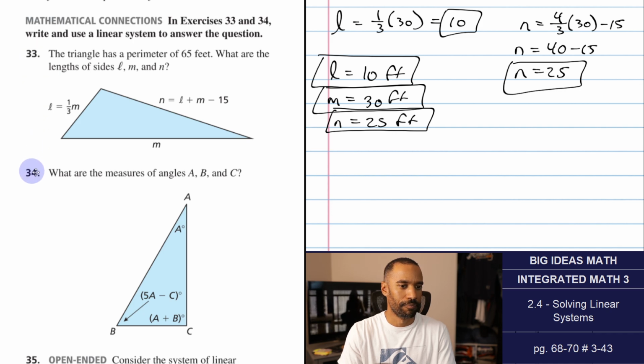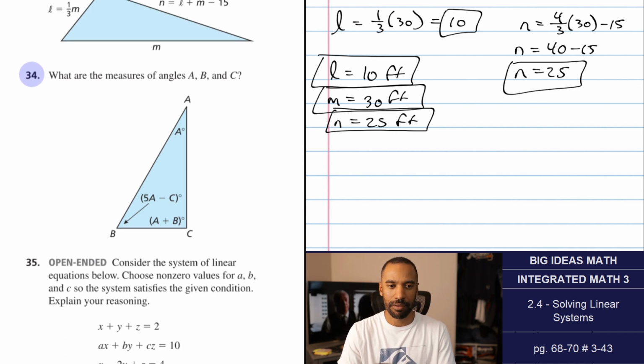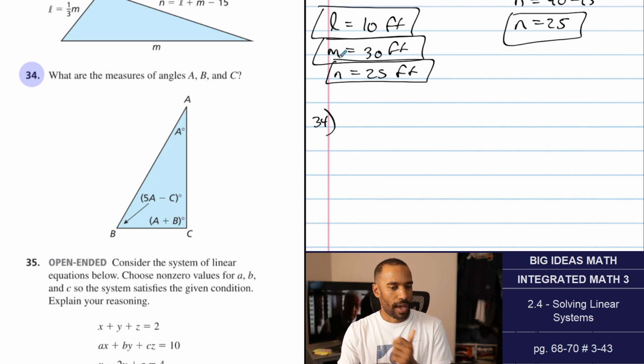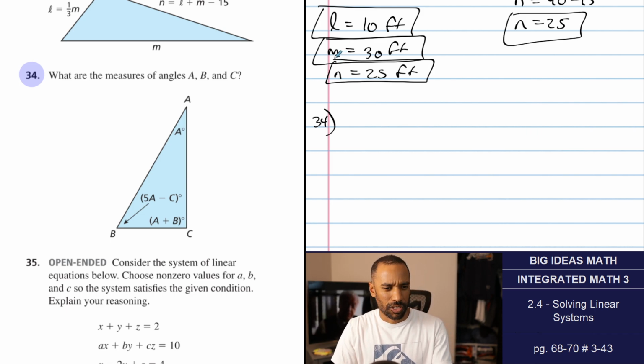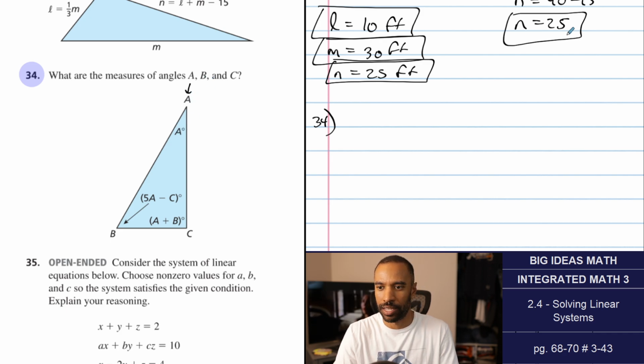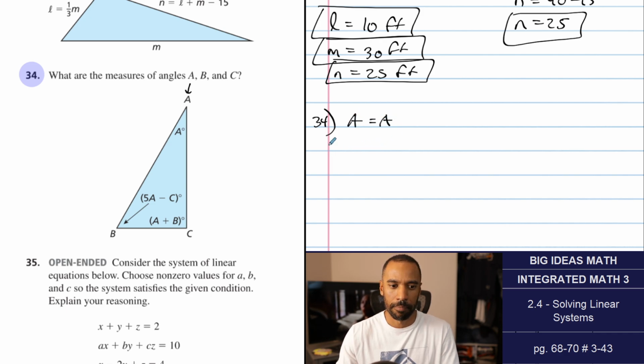Okay, number 34. What are the measures of angles A, B, and C? You have, I don't know if that's a right triangle. It doesn't show. Oh, I guess they want this. Like A is this guy right here, and measure of angle A is A degrees. I see. So A is A degrees. Oh, this will look weird. A is A. Sounds dumb.